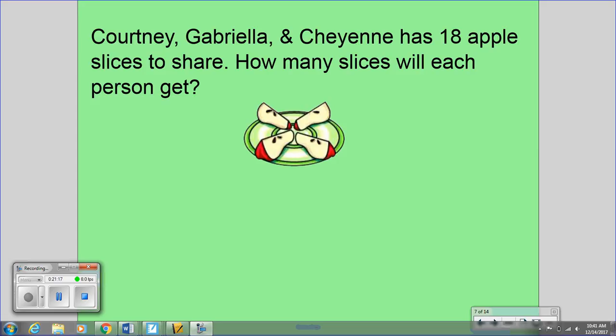Hey, dear, what do you think? Courtney, Gabriella, and Cheyenne have shared blank apple slices. No, I know how much they shared. They shared 18 apple slices. Courtney, Gabriella, and Cheyenne need blank in each group. Kinda. Harris, what are you thinking?